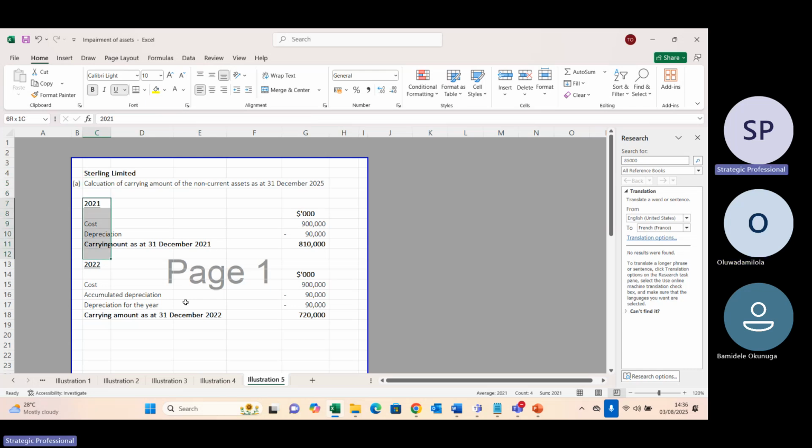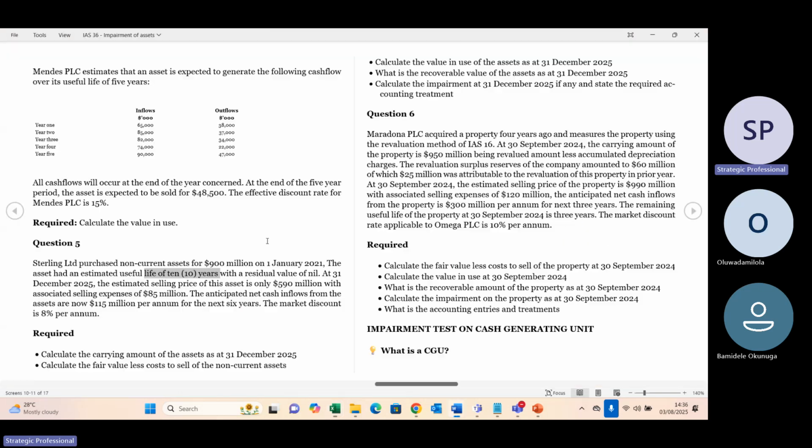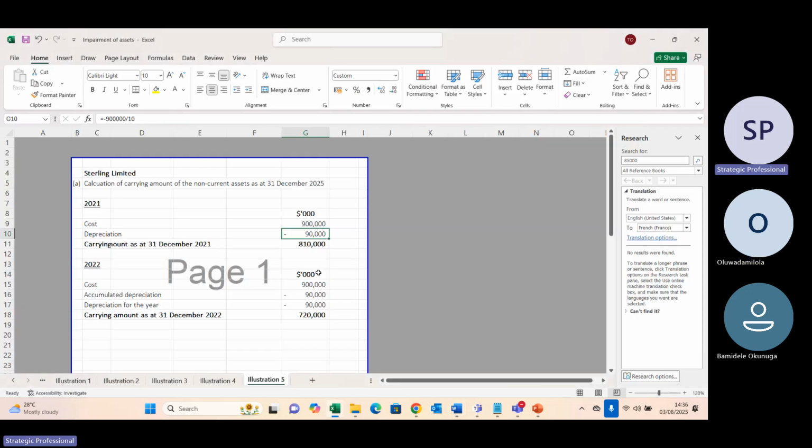Now, in year 1 of that asset, the company acquired that asset at 900,000. The depreciation method is straight line method. The formula for straight line method is cost minus scrap value over estimated useful life. The cost is 900,000. Another name for scrap value is residual value. He said it's nil, 0. So in getting our depreciation, it is just the cost divided by the number of years. That's how we got this 90,000. The cost minus depreciation is 810,000.